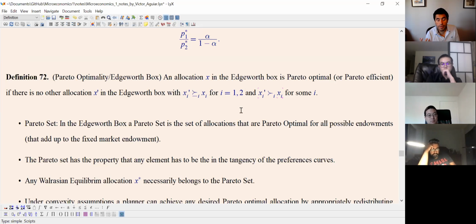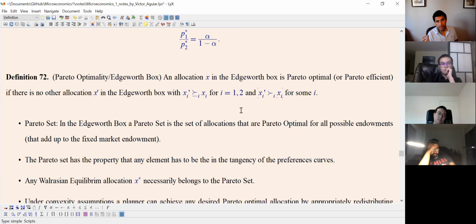So it says that something is optimal if there is no other allocation that is still feasible, that will be weakly preferred by every agent and strongly preferred by at least one agent. Okay, so this is a lot of words, but intuitively what you have to think is that this basically means that there is no waste in this economy, right?